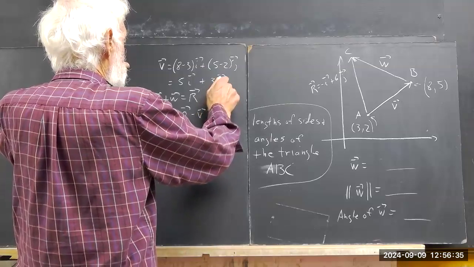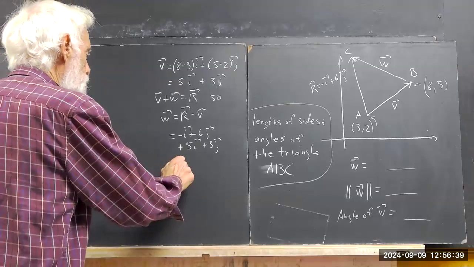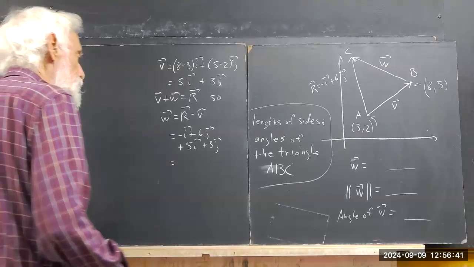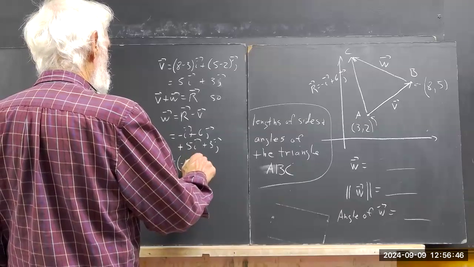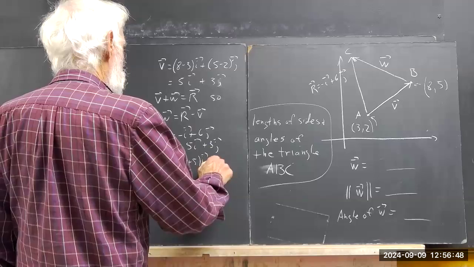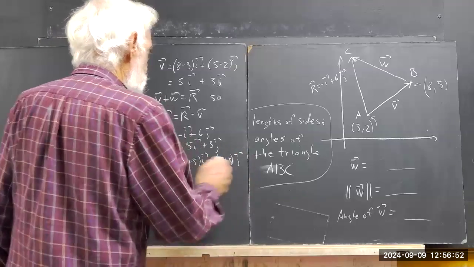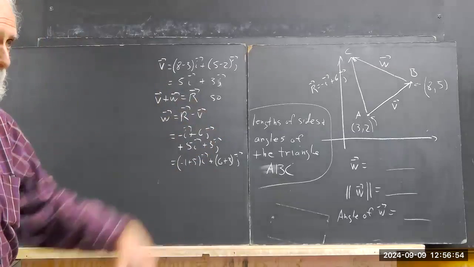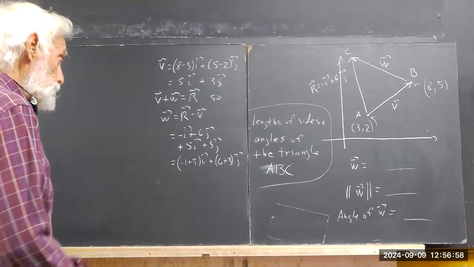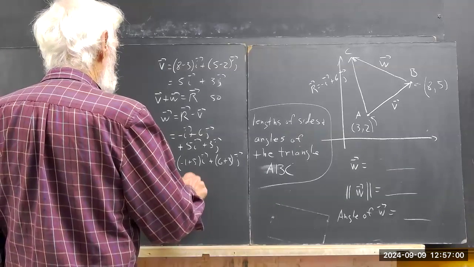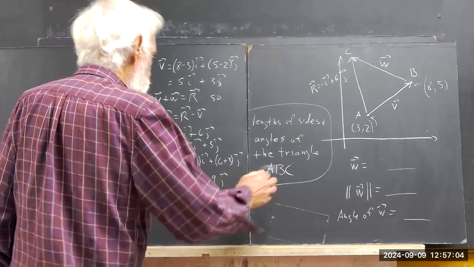Then I'll be formal by the distributive law. It's negative 1 plus 5 i plus 6 plus 3 j. These laws apply to vectors just as well as they do to numbers. And that's going to be 4i plus 9j.